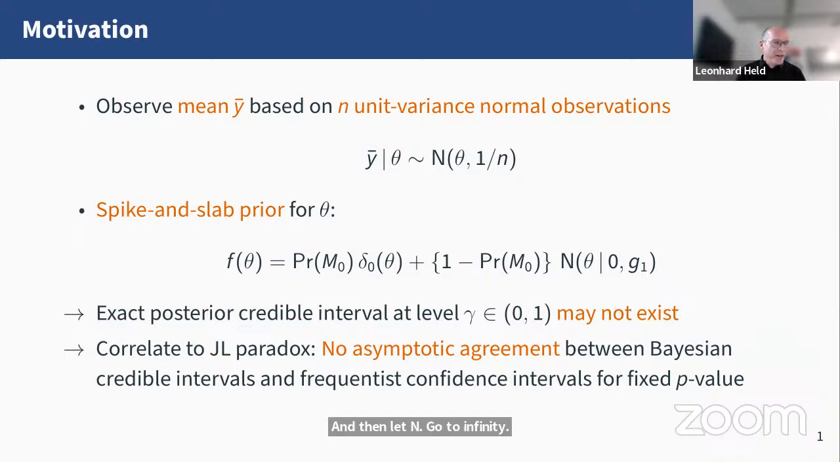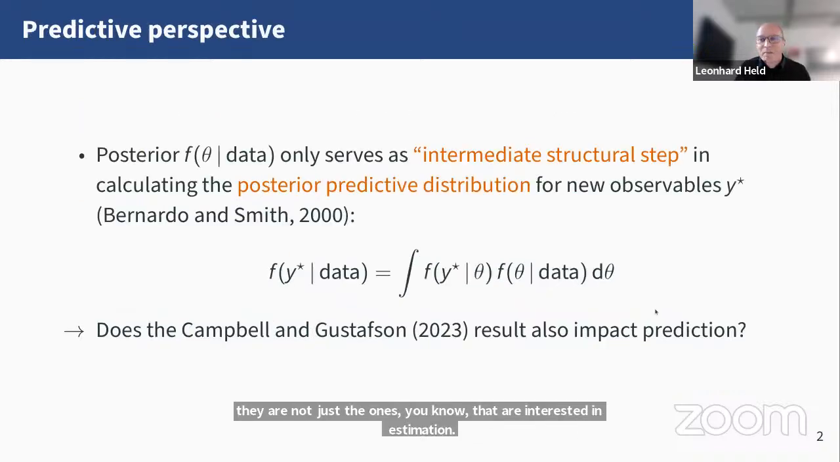actually you don't find even asymptotic agreement. Now, in our comment, we took a particular perspective, and I think the motivation in the paper, I quoted Jack Good in his paper from 1971. He actually classified Bayesians on 11 different facets and came up that there are 46,656 varieties of Bayesians. So they are not just the ones that are interested in estimation, but a certain subtype of Bayesians is actually interested in prediction.